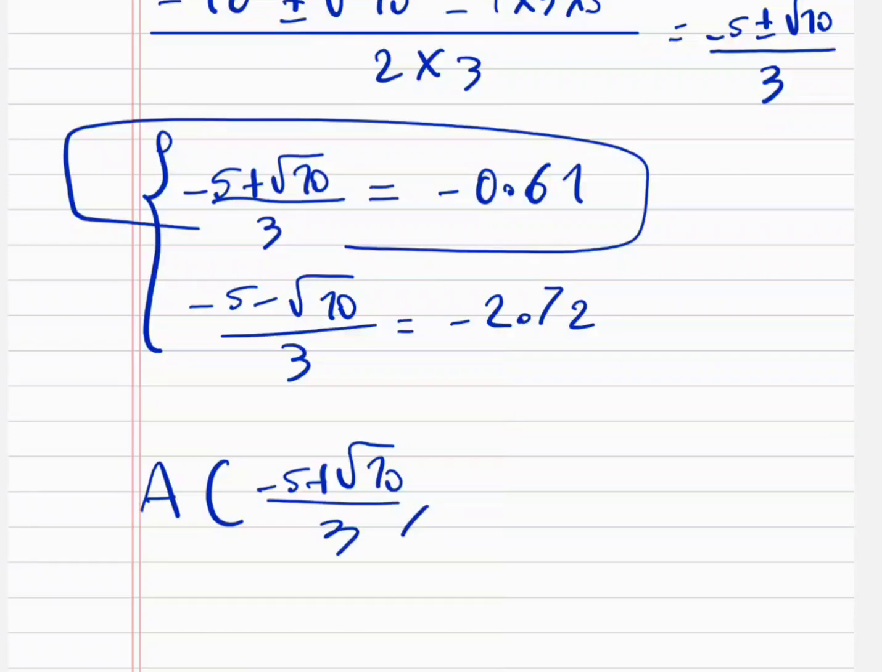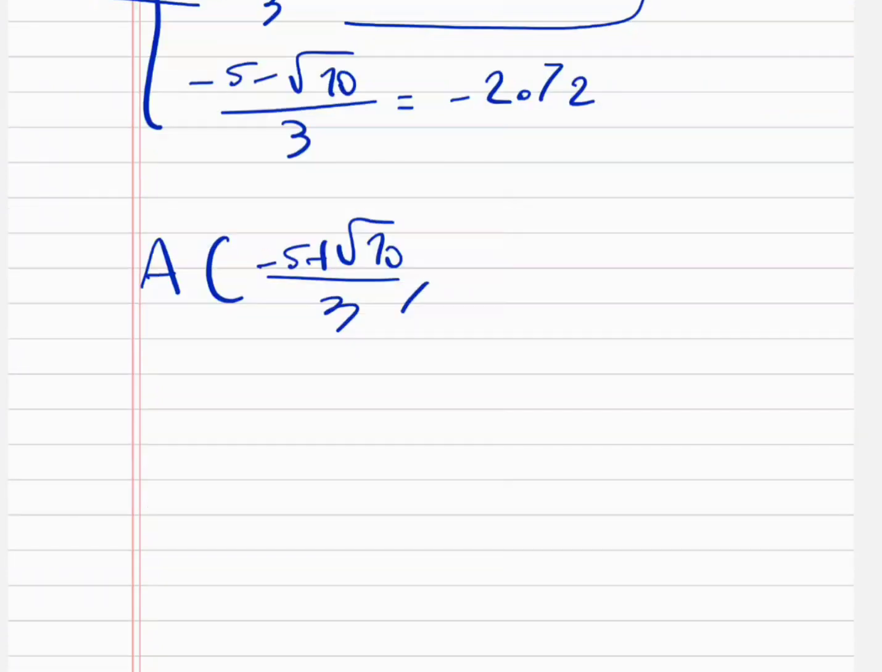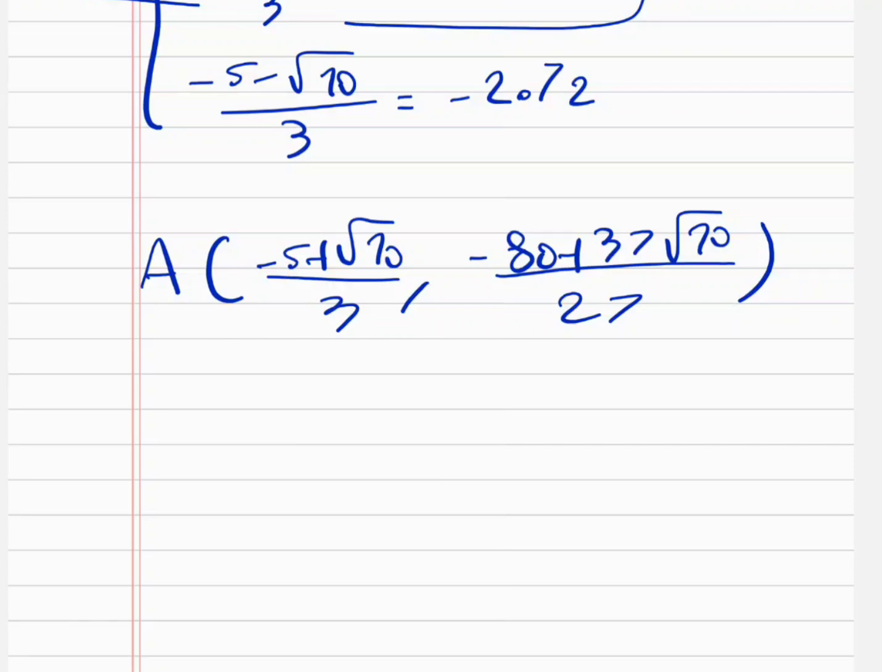And obviously we need to substitute this into the equation to get the y coordinate of A. By substituting this into the equation, the y coordinate is minus 80 plus 37 root 2 over 27. So that's the y coordinate of point A.